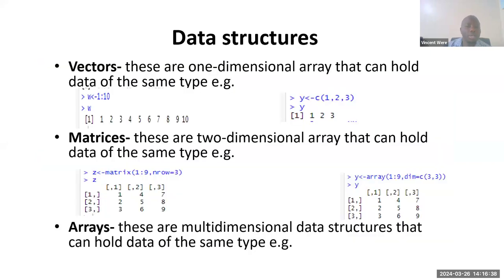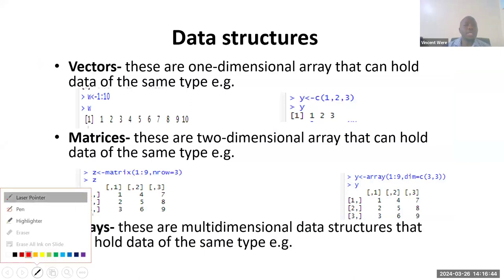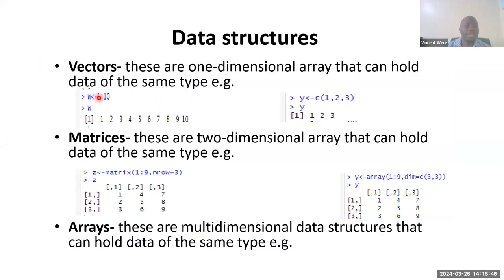Now let's go on. Let us go to this slide again. This slide is showing us how to practice R. Now, this is called a vector. So I want you to write W, assign it to 1 to 10. Run and see what you get. Assign W to 1 to 10. That means you want an array, a one-dimensional array from 1 to 10. So when you do that, you type W.